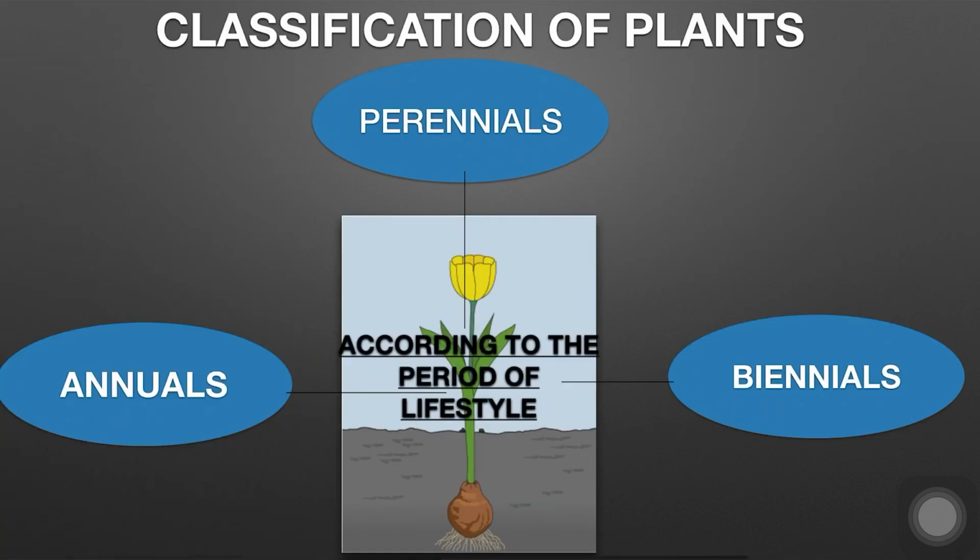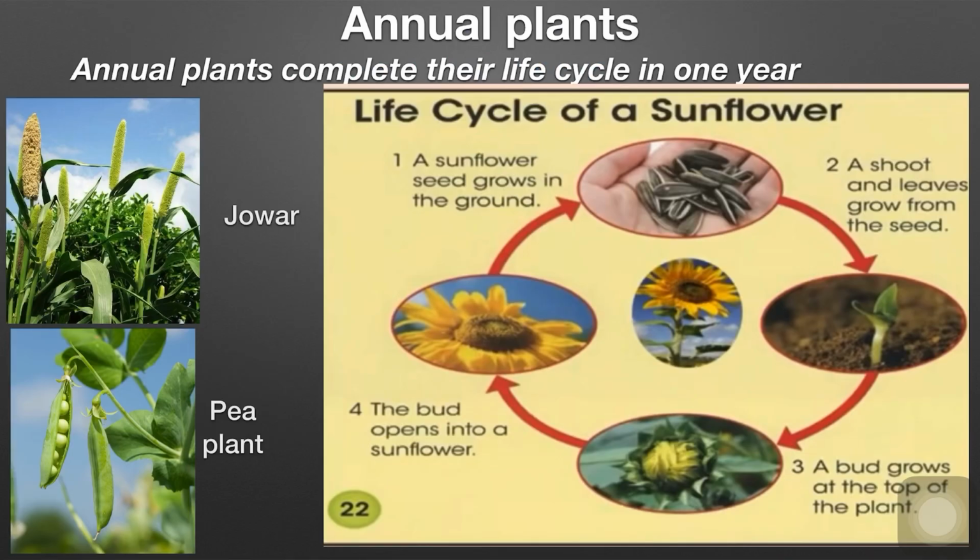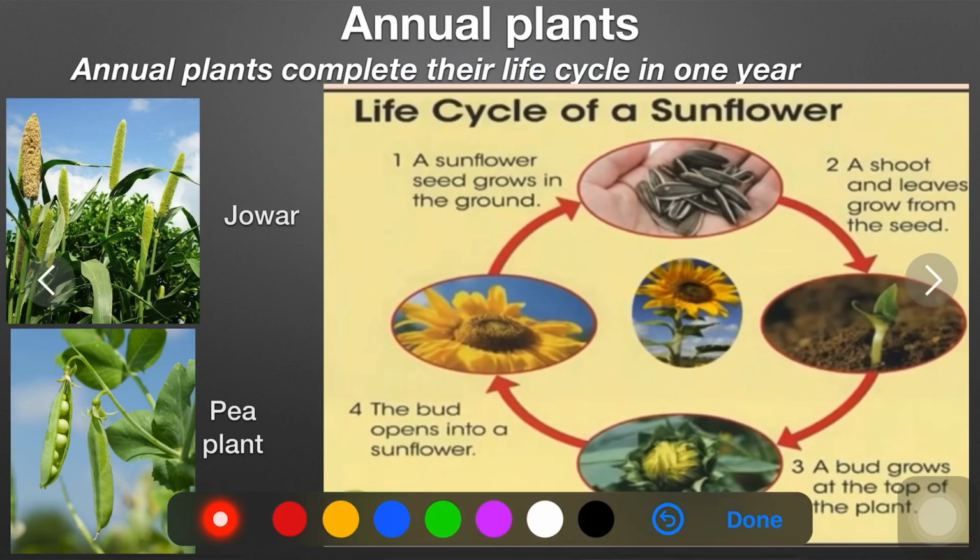Next classification of plants is according to the period of their life cycle. Plants are classified as annuals, biennials, and perennials. The annual plants. Annual plants are those plants whose life cycle, like sunflower, jawar, is completed in 1 year. Student, as you can see, the life cycle of a sunflower.